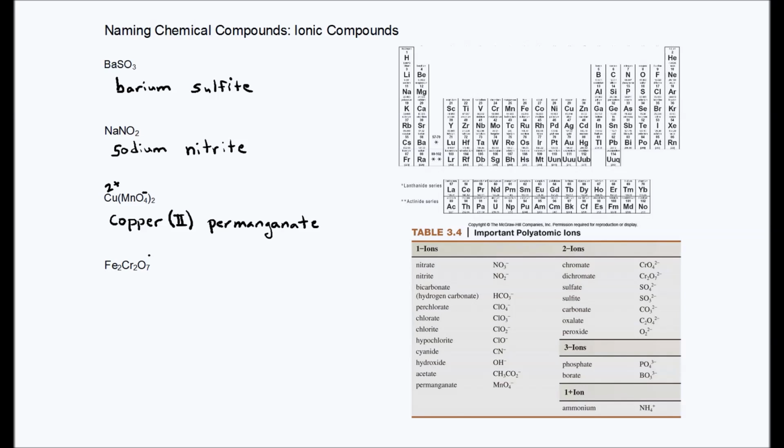Again, this is iron. This is dichromate, the dichromate ion, which has a -2 charge. If there are two negative charges here, I have two irons, which means each one must have a +1 charge. Therefore, this I will call iron 1 dichromate.